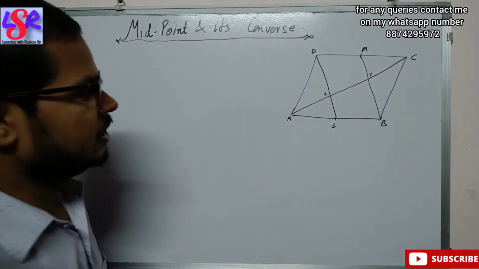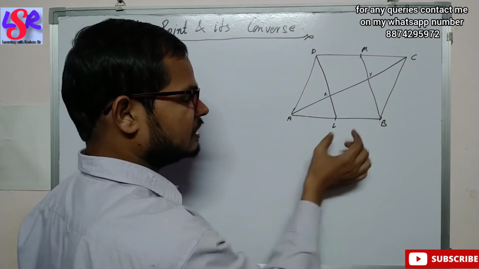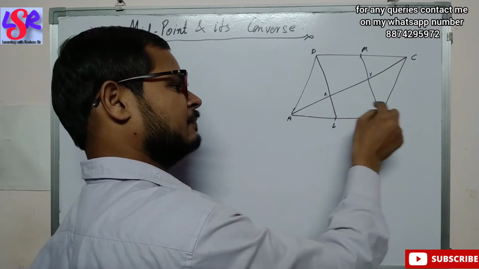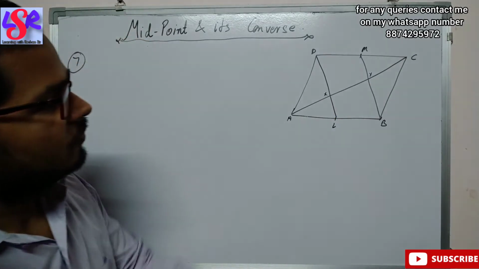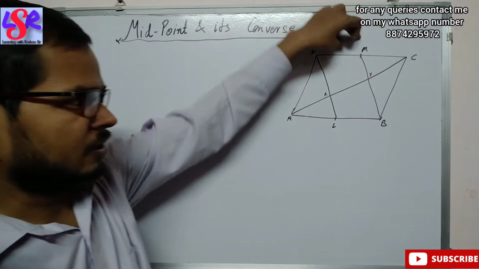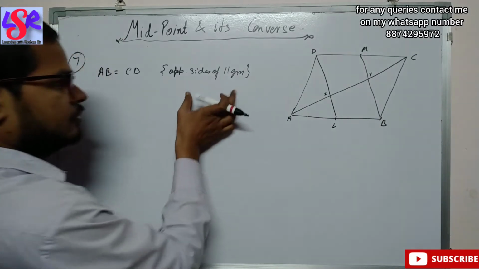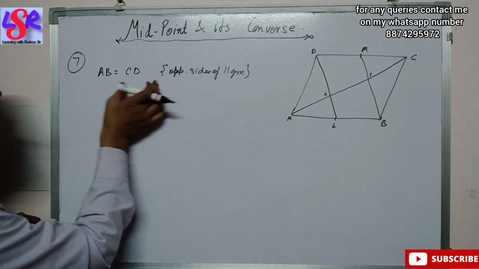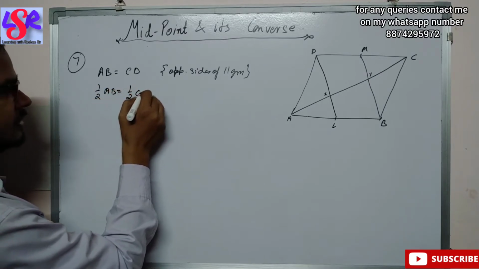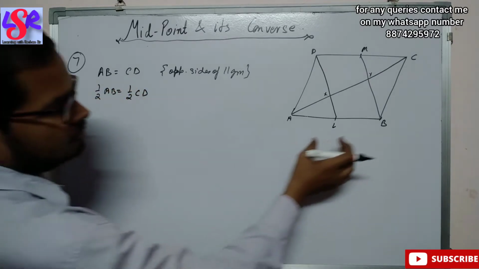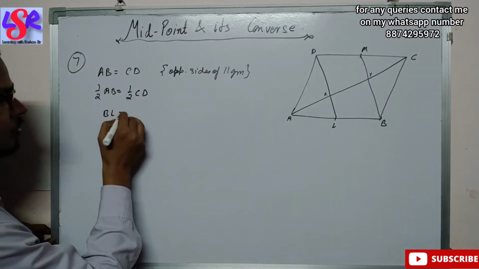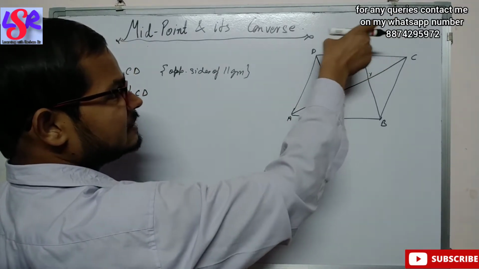Now for that, we can take the triangle ABY. In this one, we have L as the midpoint of AB, but we need LX parallel to BY. So for that, first of all, we are going to prove BLDM is a parallelogram. Here we get AB equals CD as opposite sides of a parallelogram, and as AB equals CD, therefore half of AB will also be equal to half of CD. And we know half of AB will be equal to BL as L is the midpoint of AB. So BL equals half of CD, that is MD.